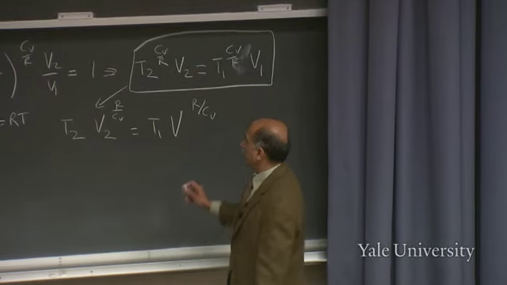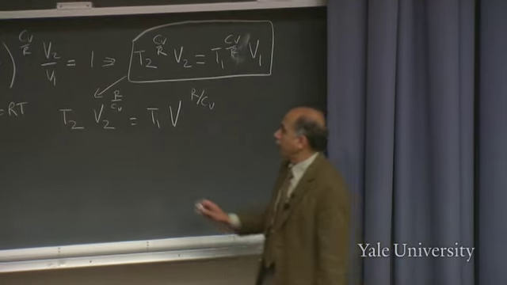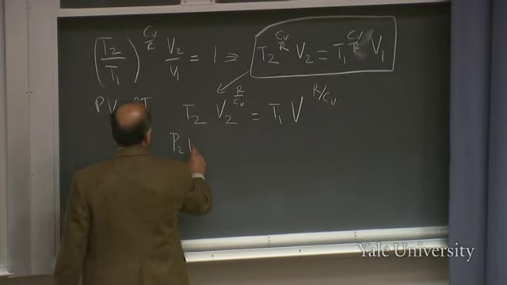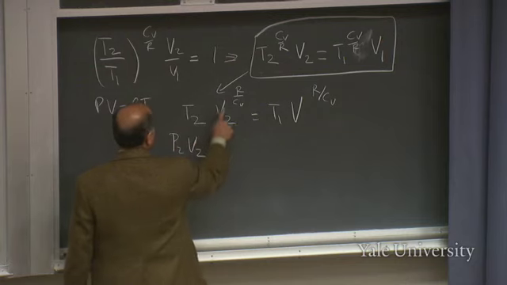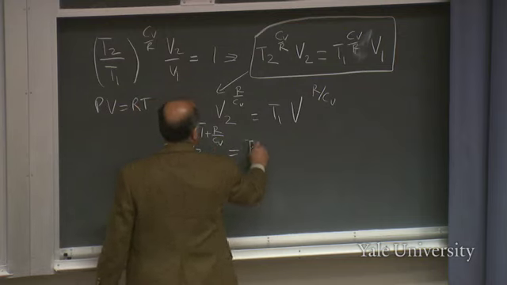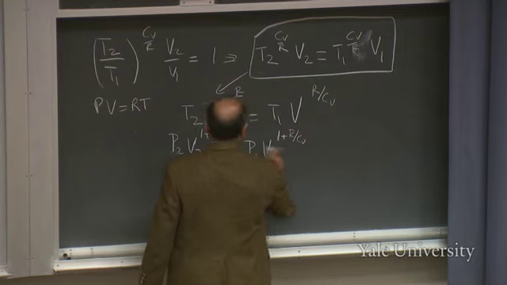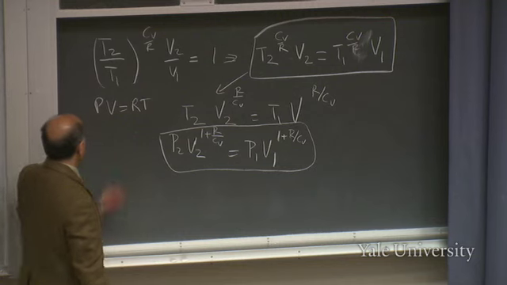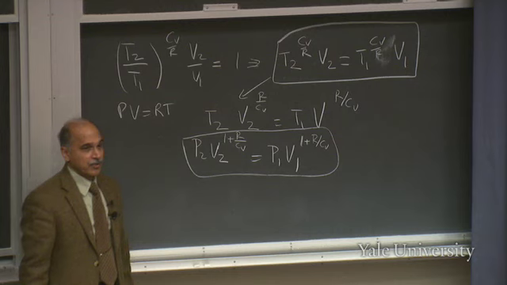So here's another way to write it, if you like. I'll tell you why I write it this way. Because T2 is just P2 V2. Then let me combine that V2 with this and write it as 1 plus R over CV. Then I can show it as P1 V1 to the power 1 plus R over CV. You may object that PV is not T, but it's RT, but R will cancel, so I didn't bother with that.